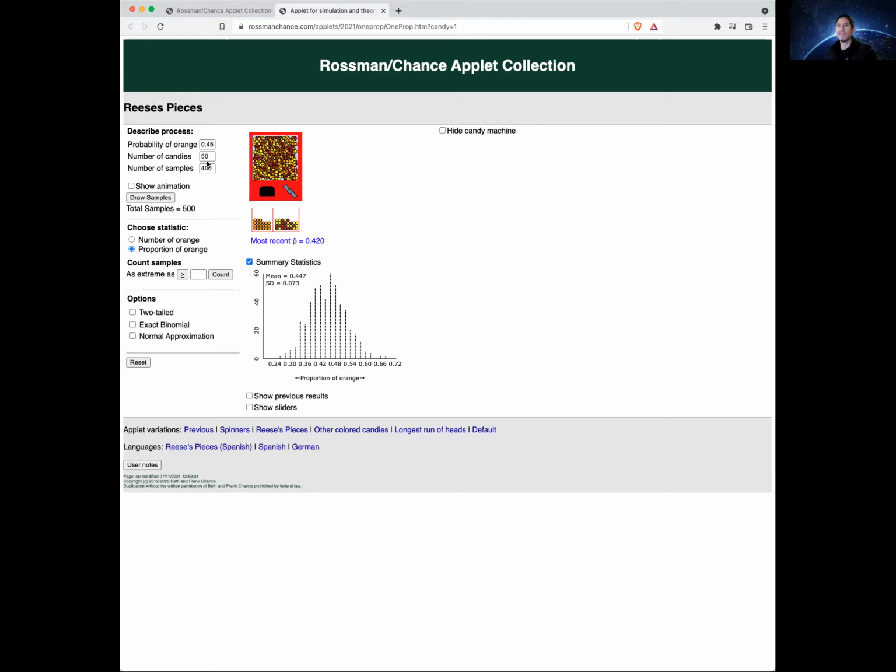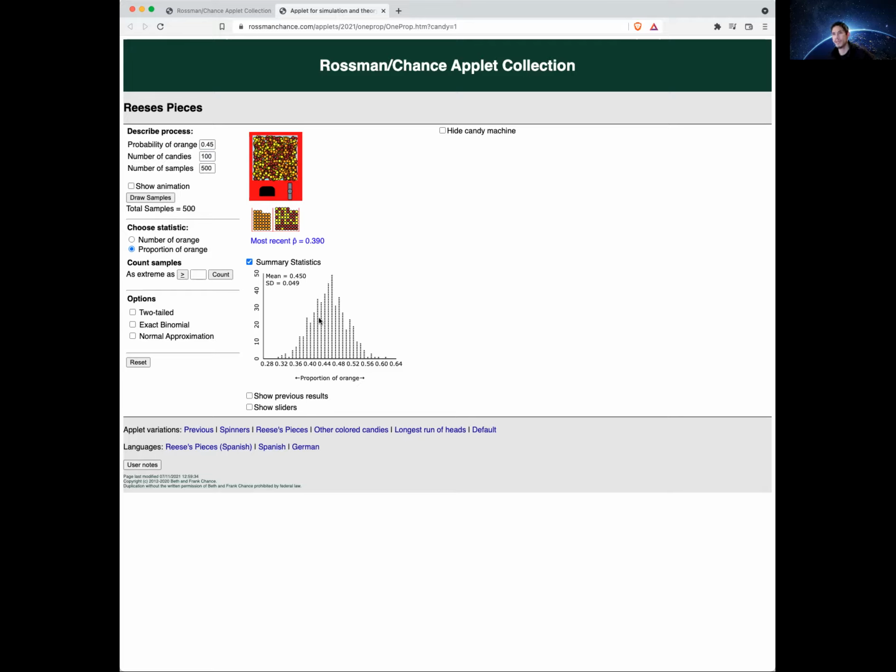So let's see what happens now if we take 500 samples of sample size 100. So we're going to take 500 samples of 100 Reese's Pieces at a time. Let's see what we get for our statistics. And look, the mean is pretty much right on 0.45. It's centered right at the population mean. But the standard deviation went even lower. The standard deviation was 0.049.